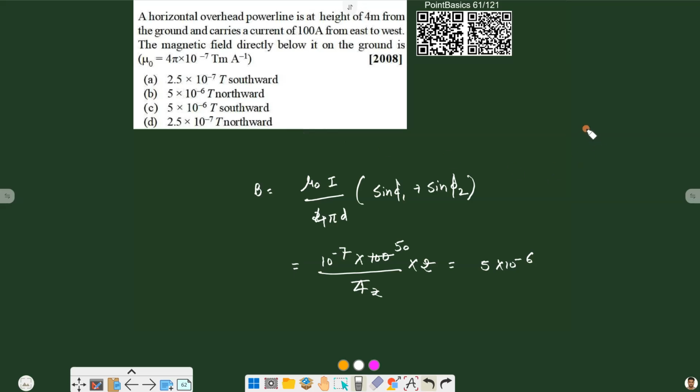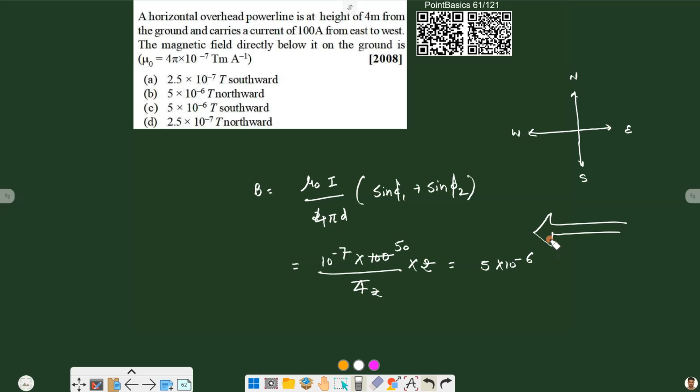So let us first mark the directions. This is north, this is south, this is east, and this is west. And we are seeing this from the top, and the wire, you can say, the current is flowing from east to west. So current is flowing from east to west. So current is like this. Direction of current is this.